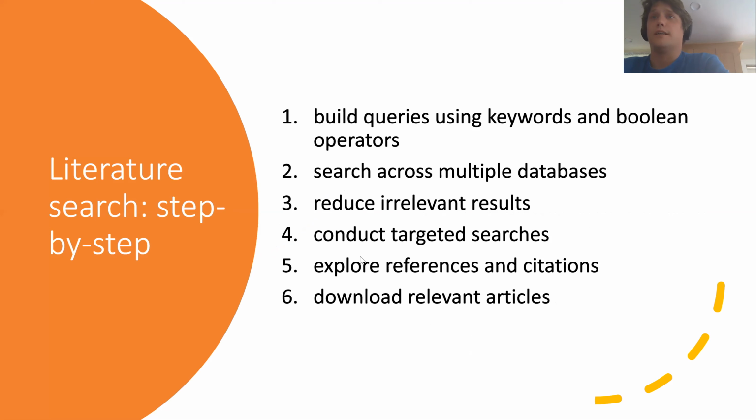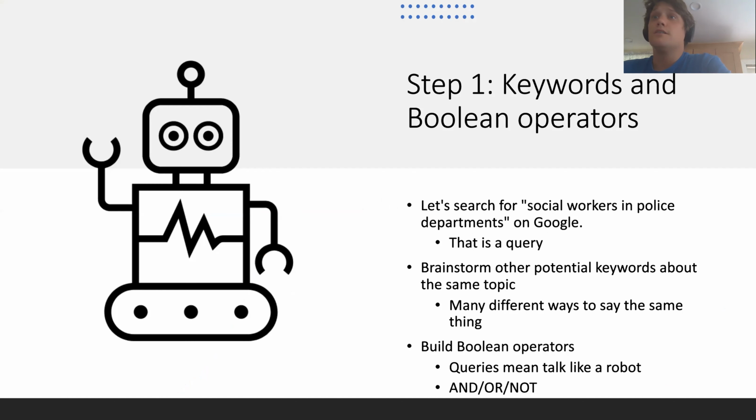So the 6 steps that are outlined here are: building queries using different keywords and Boolean operators; searching across multiple databases, and we'll go over some of the main ones; reducing the number of irrelevant results when you actually do those searches, so you don't get 1,000,000 results, you get a couple hundred, maybe 1,000, something that you can actually reasonably read; exploring the references and citations for the articles that you find; and then downloading those relevant articles in a way that is organized and easy for you to browse and make sense of.